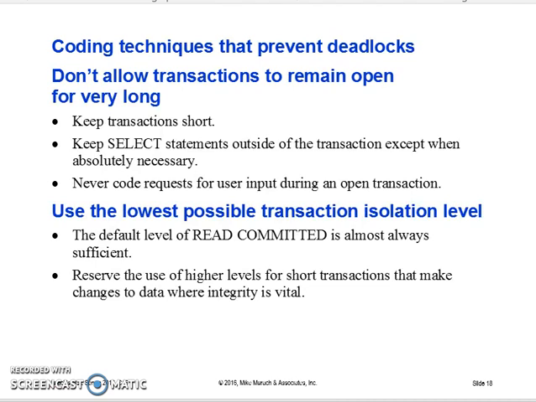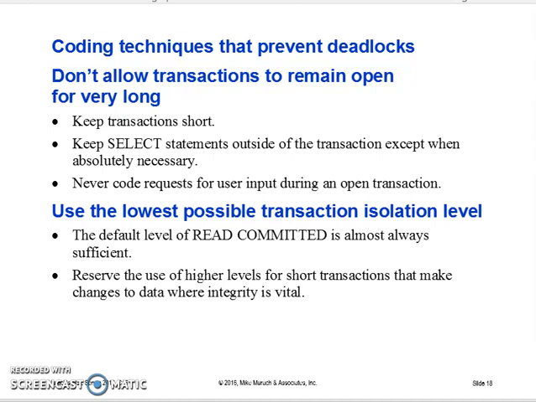Here are some coding techniques to avoid deadlocks. Don't allow transactions to remain open for very long. Keep transactions short. Keep select statements outside of the transaction except when absolutely necessary. Never code requests for user input during an open transaction.